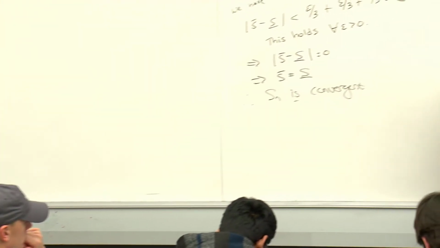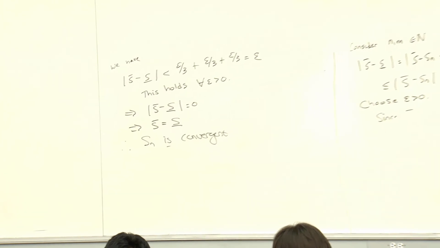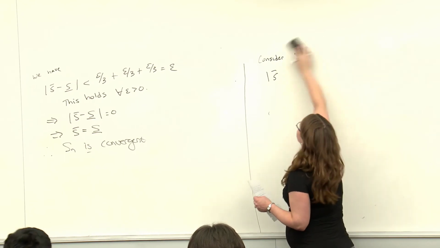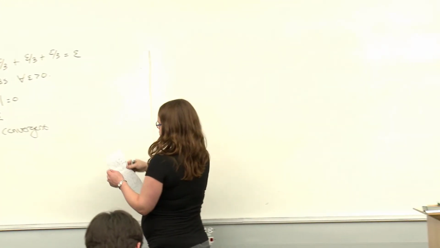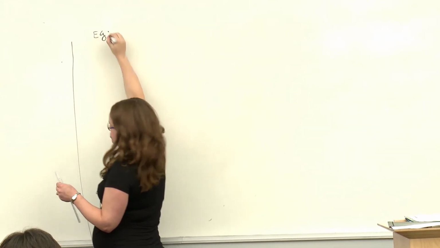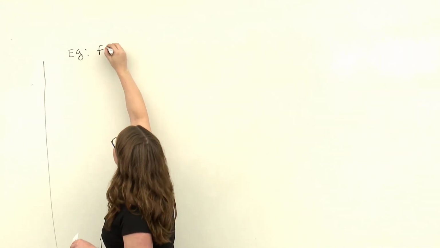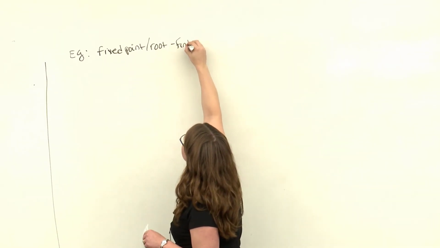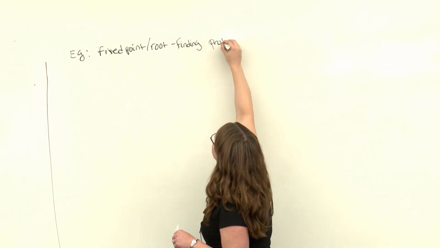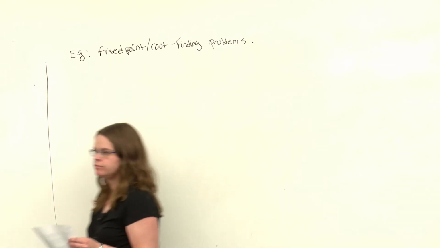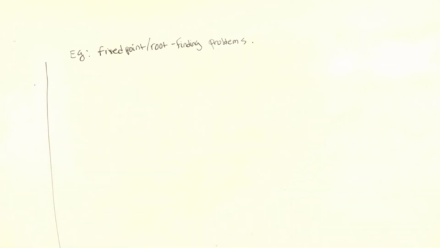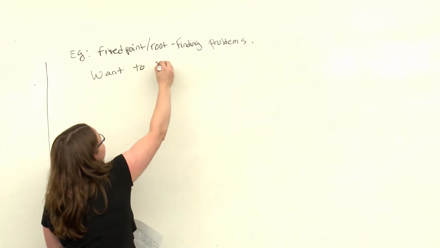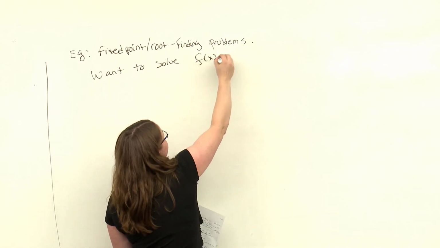All right, so let's do an example of this where I don't know ahead of time what the limit's going to be, or if there is a limit. Okay? So this is fixed point or root finding problems. So we want to solve f of x is equal to 0.